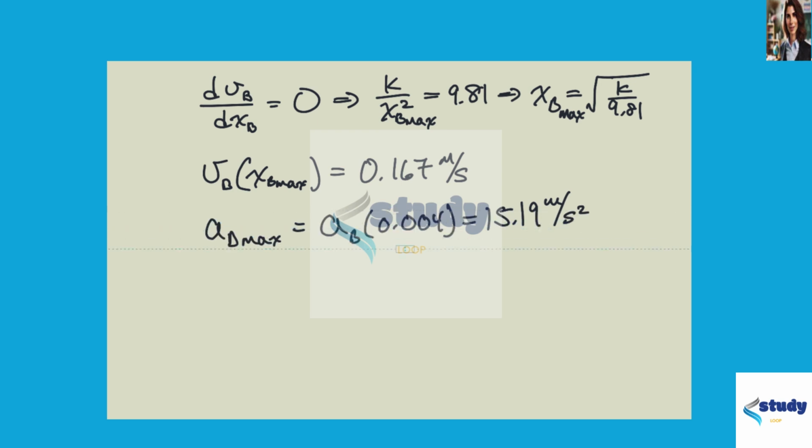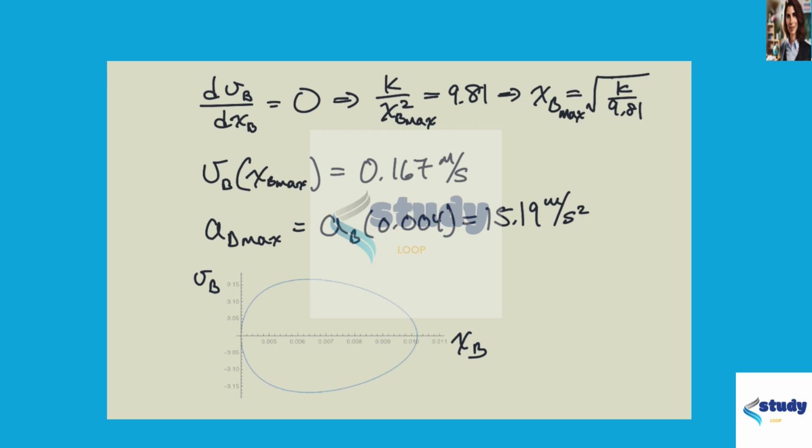And we're also asked for the maximum acceleration, and that occurs right when the magnets are the closest together, because that's when the force is maximum. And so the acceleration at 4 millimeters is 15.19 meters per second squared.